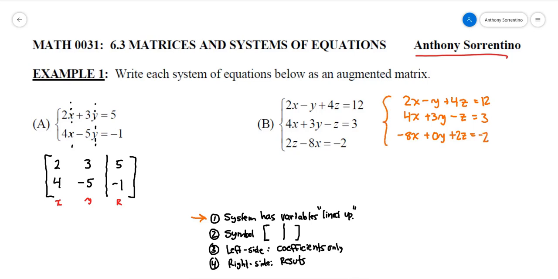And so this would be a good rewrite for my system of equations in order to come up with the augmented matrix. The augmented matrix for this would then be 2, 4, negative 8, making up my x column, negative 1, 3, and 0, making up my y column, 4, negative 1, and 2, making up my z column, and my results column would be 12, 3, and negative 2. And so that would be the augmented matrix for part B.